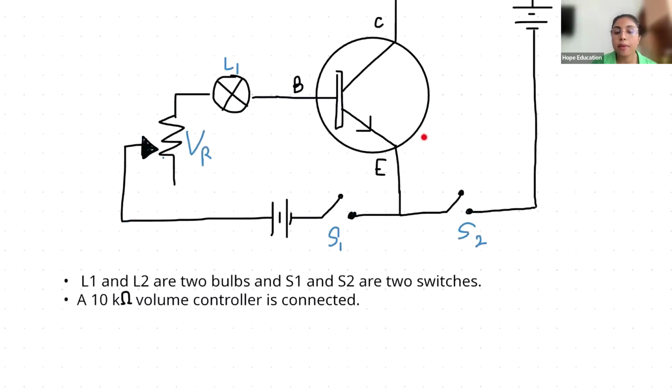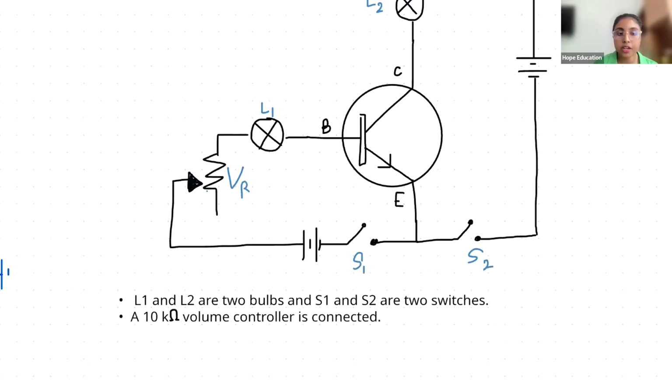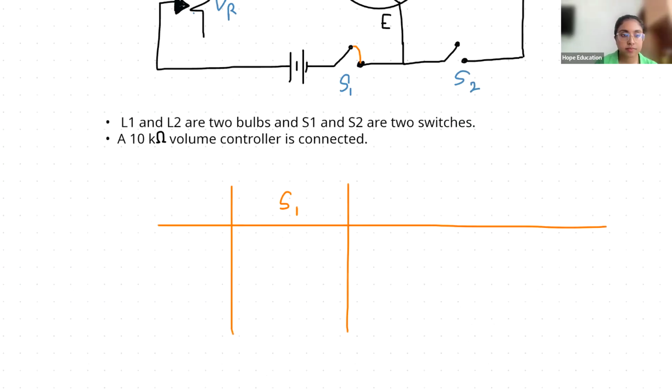Now here, this is what we do first. Listen very carefully. I'm going to close switch S1. I close S1. Close means on. If I draw roughly a table like this, I switch S1 on.